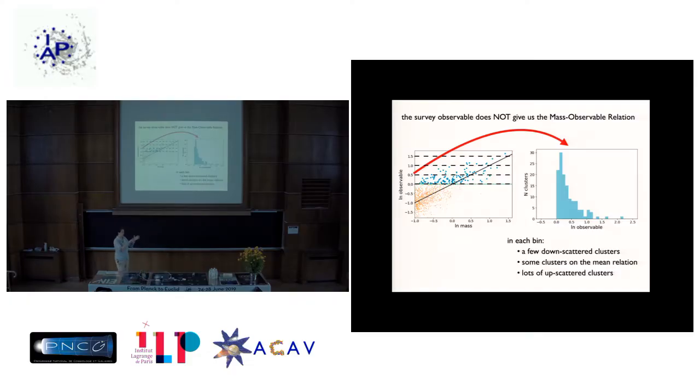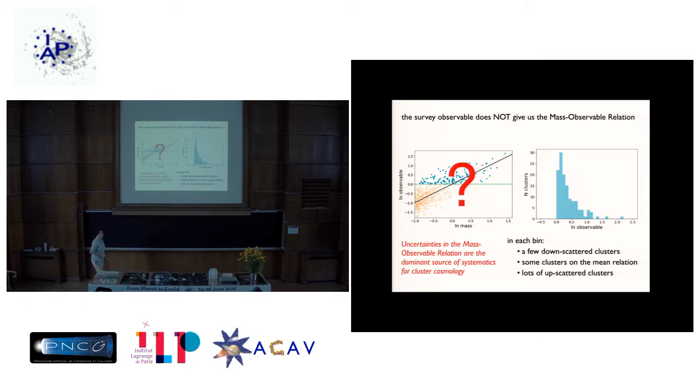And while I keep showing this plot, when we do a cluster survey, we don't actually have that plot, okay? The only thing we get in our cluster survey is our observables. So the only thing that we can do with the survey data itself is make a histogram: how many clusters in bins of observables do we have? And from this figure, you'll understand that in each bin, we have a few down scattered clusters. We have some clusters on the mean relation. And we really have a lot of clusters that scattered up.